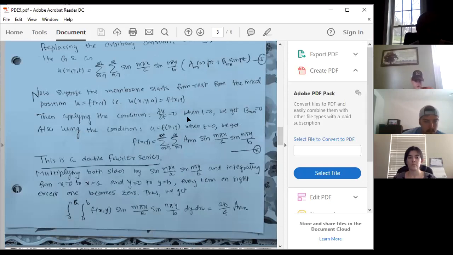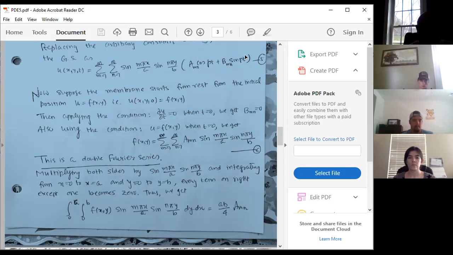So del u by del t equals 0 when t equals 0. Take the partial derivative of this with respect to t. That means this is constant as it is. Partial derivative with respect to t will give you some p a sine pt, and here it is cosine pt, right? Cosine pt.